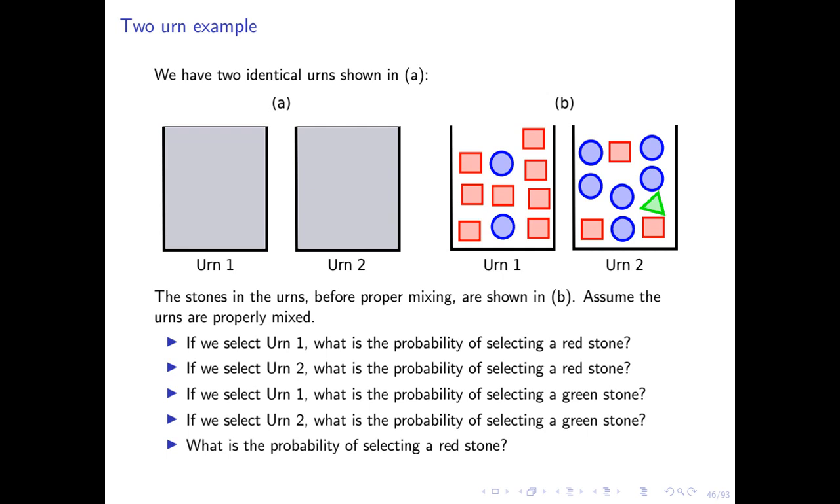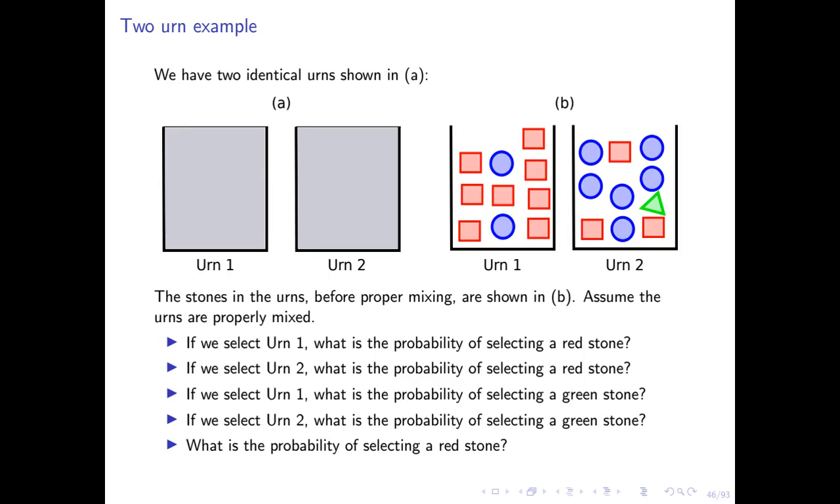So we have two identical urns. We only see the two urns, but I also have a representation of the contents of the two urns. The left urn has 8 red squares and 2 blue circles. The right urn has 6 blue circles, 1 green triangle, and 3 squares.